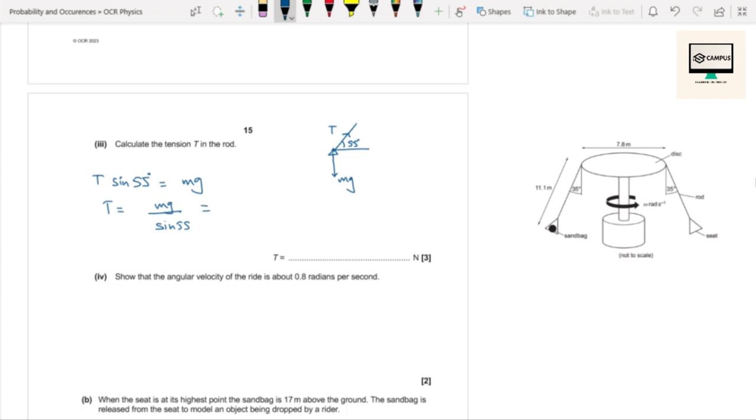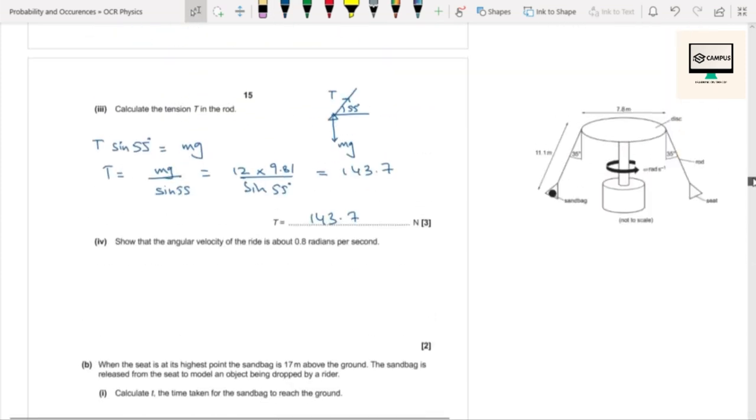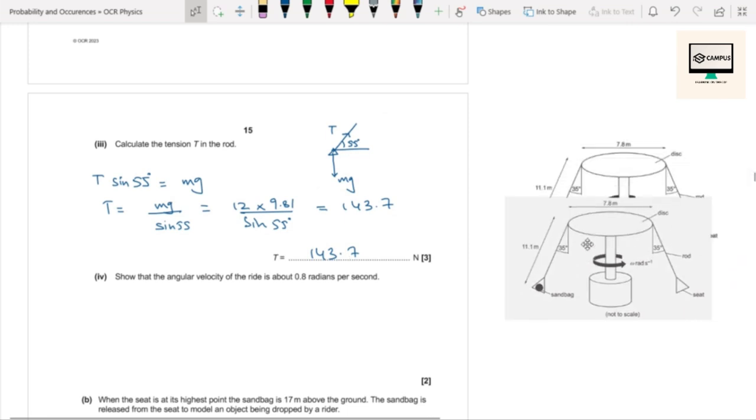So mass of the rider was 12. Mass of the sandbag plus the complete package was 12 kilogram multiplied by 9.81 meter per second squared, the acceleration due to gravity, divided by sine 55. That T comes out as 143.7 Newton. Yeah, 143.7. All right, moving on. Question number 17a, part 4.